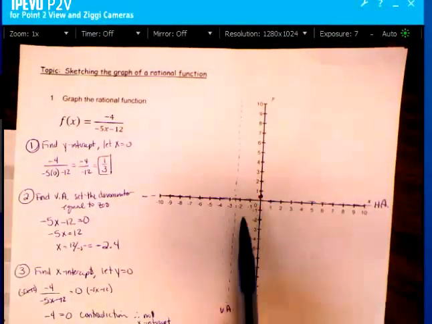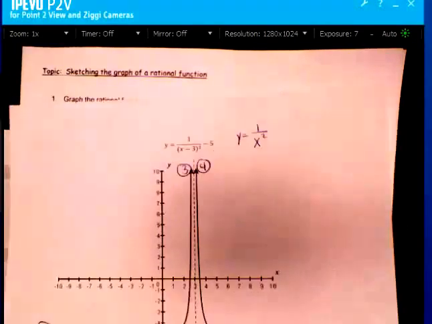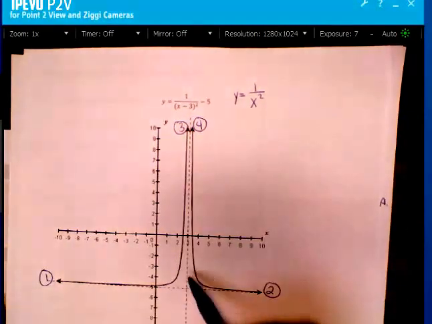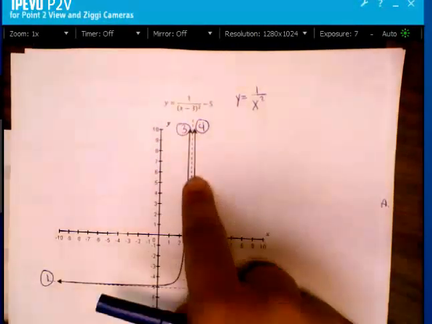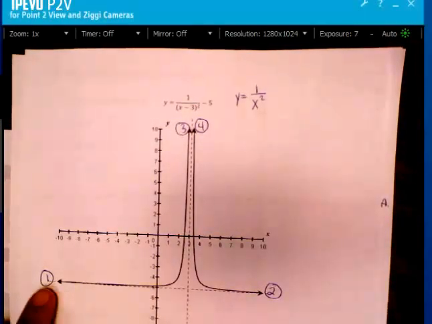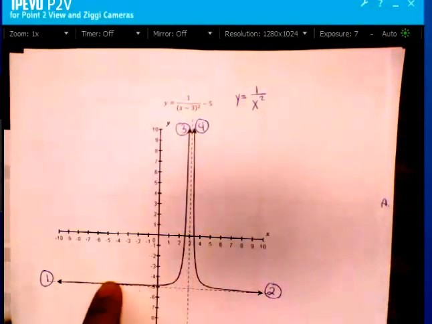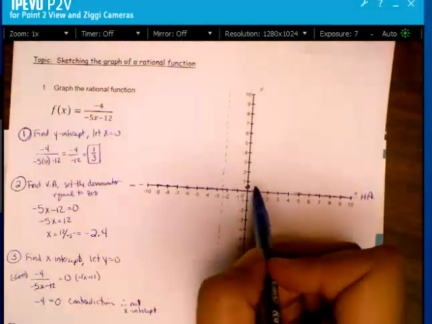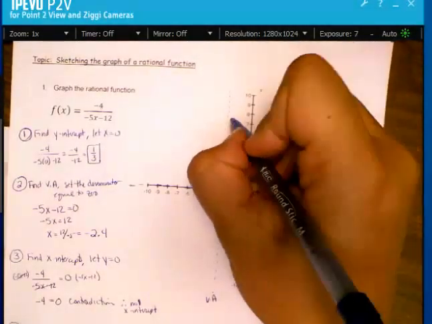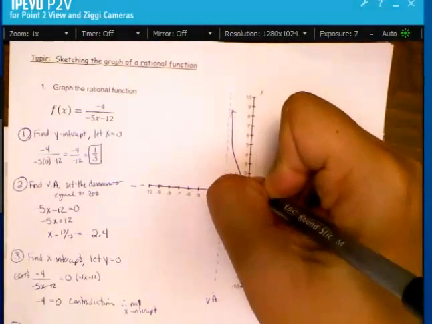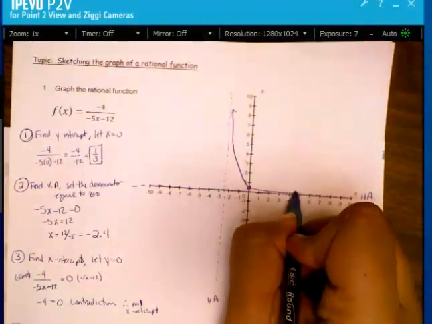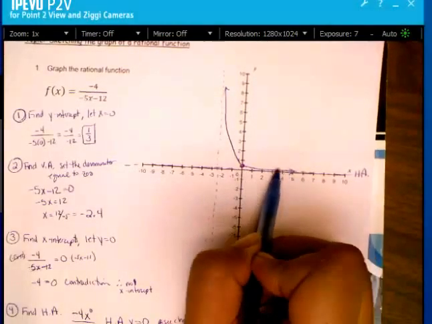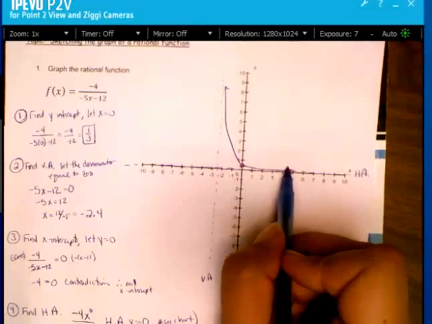Something to point out that I didn't mention earlier: you can see that our function always approaches these asymptotes. It's like they're a magnet to our function. So as this function is going, it's drawn towards this asymptote. Same thing down here. Okay, so if we've got this point right here, that means that our function is going to do something like this. I know it goes to this point, and then it's magnetized towards those asymptotes.